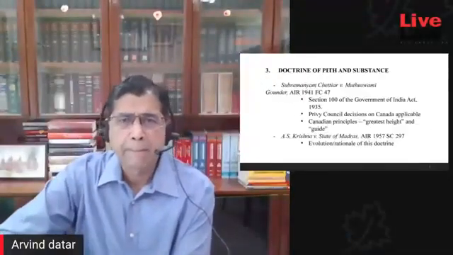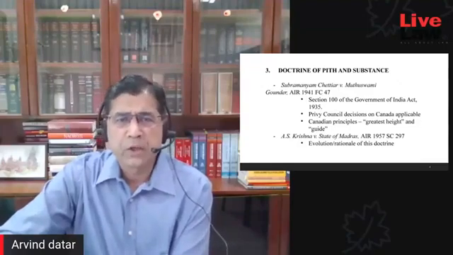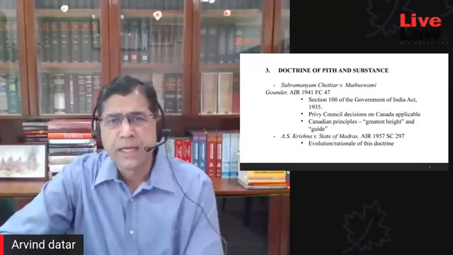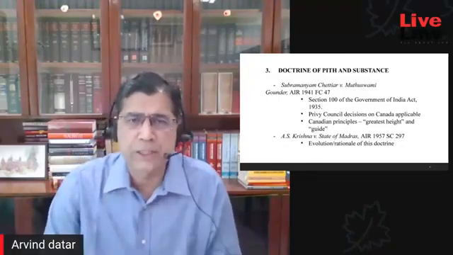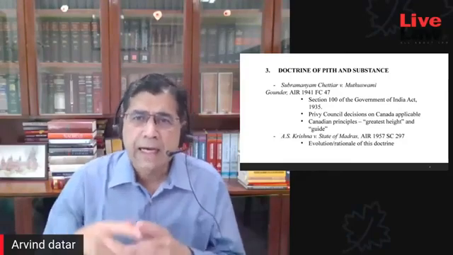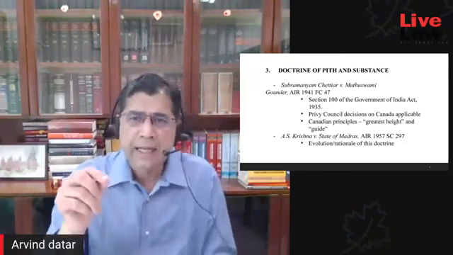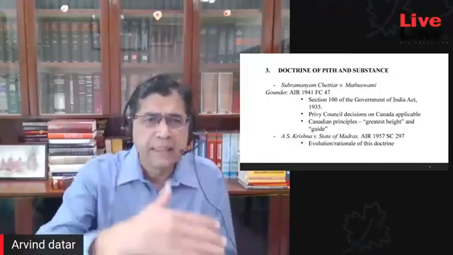Please, next slide. Now, a very important contribution which Canadian law has made is the doctrine of Pith and Substance. One of the outstanding judgments of the federal court is Subramanian Chettiar versus Muthuswamy Gounder, which related to debt relief. And there, the Privy Council said, the Privy Council decisions from Canada, they used to go to the Privy Council.